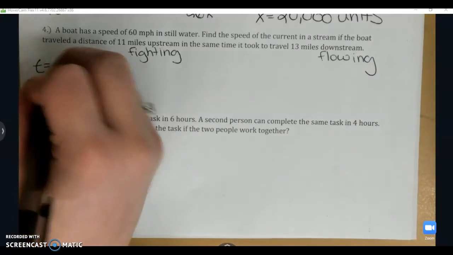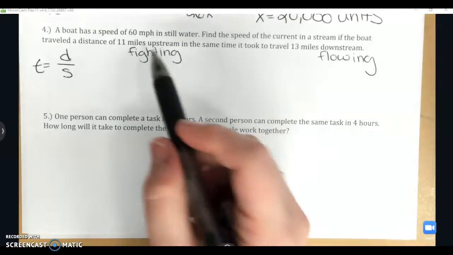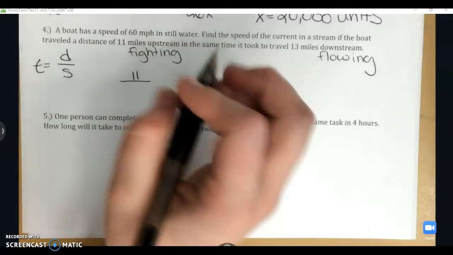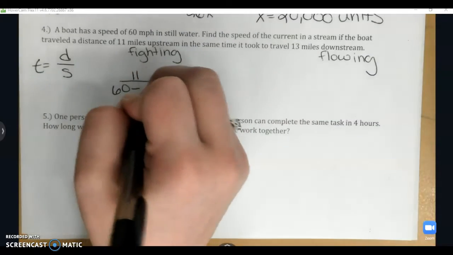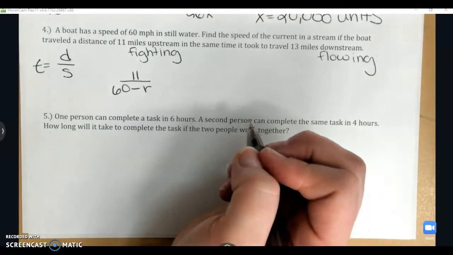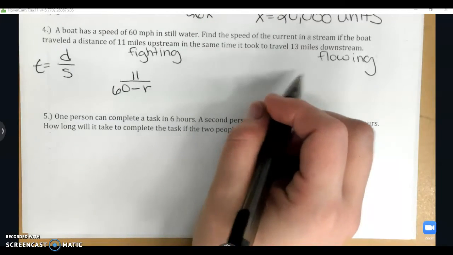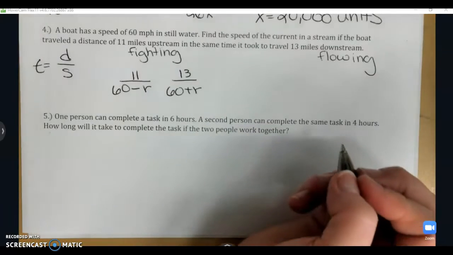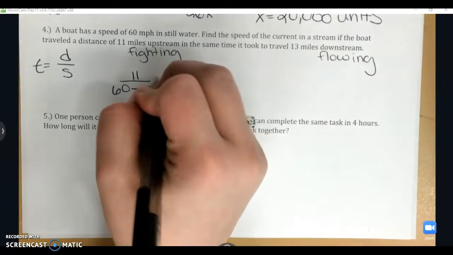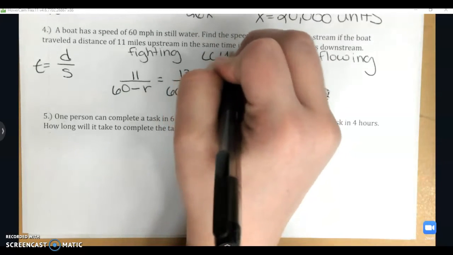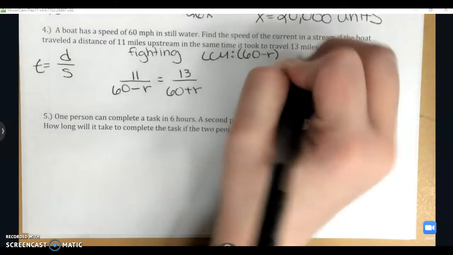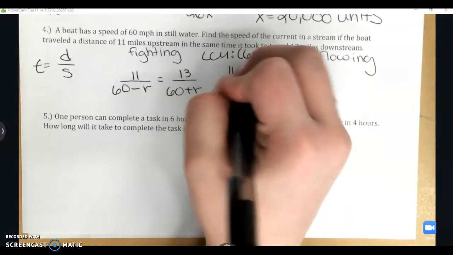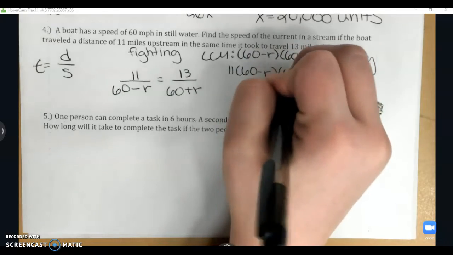So remember, time is equal to your distance over your speed. So when we're fighting the current, we have traveled 11 miles, and our speed is that 60 of the boat minus the speed of the river or the stream, whatever you want to call it. And when we're flowing with the river, we're traveling 13 miles at a speed of 60 plus the river or stream. And these times are the same. So again, identifying our least common multiple, that's going to be 60 minus r times 60 plus r. So then step 2 is to multiply each side by that least common multiple.